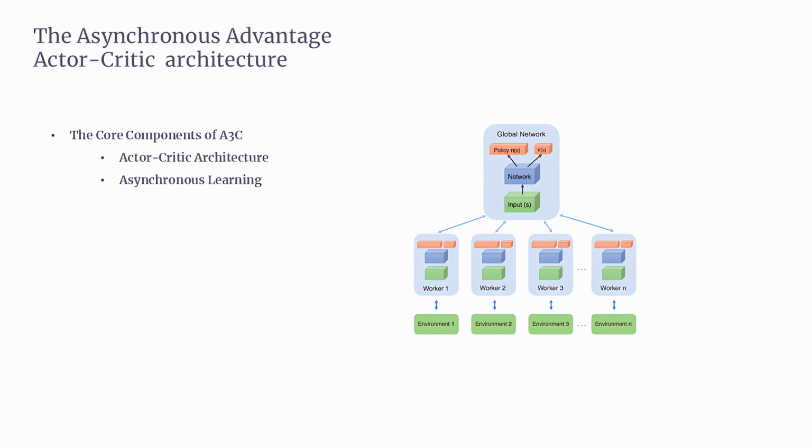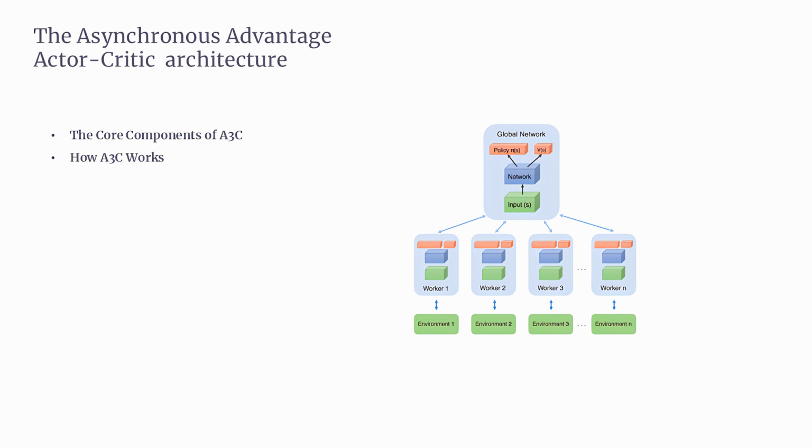2. Asynchronous learning. Instead of training a single agent, A3C uses multiple agents running in parallel. Each agent interacts with its own version of the environment, collecting experiences independently. These agents then update a shared global network at different times, making the learning process more efficient and allowing for better exploration of the environment. 3. Advantage learning. The advantage in A3C refers to how much better an action is compared to the expected outcome. This helps the agent focus on useful actions rather than just random exploration.